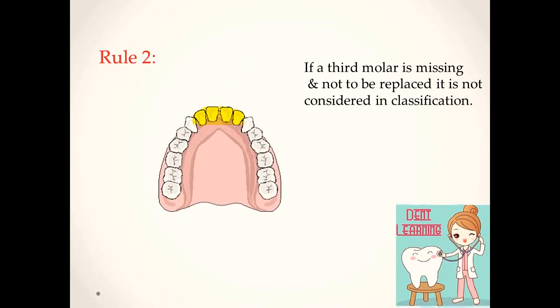Here the rule 2. If a third molar is missing and not to be replaced, it is not considered in the classification. See here, the third molar is missing and we are not going to replace this third molar. Hence it is not considered in classification. The classification will be class 4 because the anterior teeth are missing.